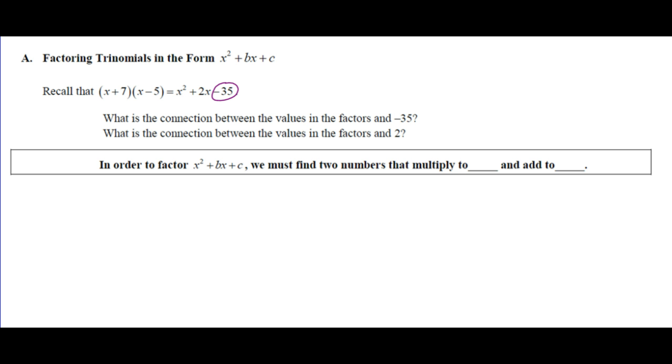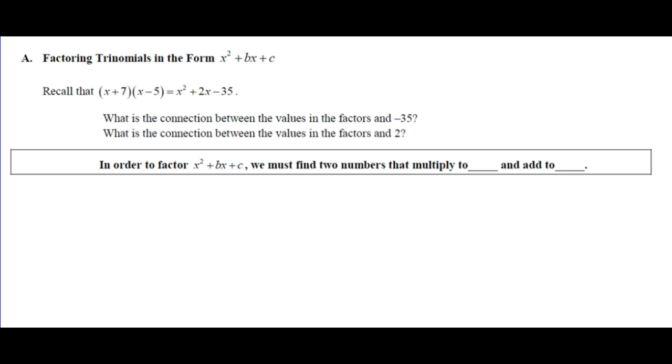So I need two numbers that multiply to 35. And since one is positive and one is negative, they differ. The difference between those two numbers has to be this middle number, because one is positive, one is negative. When you add and subtract, you're going to get a difference. And this tells me that the positive factor has to be bigger, because I'm going to end up with a plus 2.